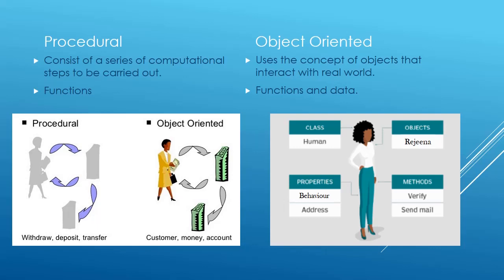For example, we take an object, say Regina. Regina is an object and this object belongs to a class, she is a human. And this object has certain properties such as her behavior, her appearance, her address. This object has certain methods to collect data from that object. You can even send a mail, you can verify with that person or you can contact that person on WhatsApp. There are methods in which you can abstract data from that object. This is the way in which a C++ program works.